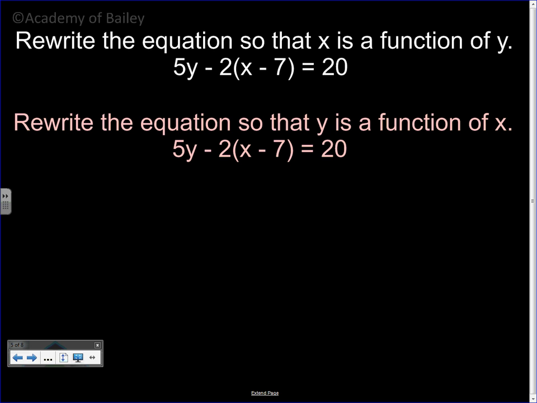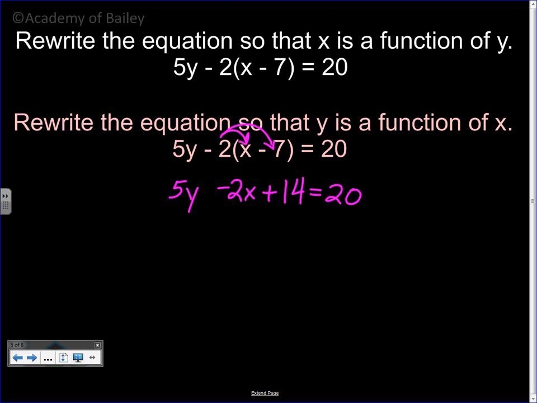Alrighty. Rewrite the equation so that y is a function of x. When you see y is, you should be thinking y equals, which means you're supposed to get y by itself. So, in order to get y by itself, we still want to simplify if we can. Negative times a negative is a positive, and 2 times 7 is 14. Then drop down everything else. 5y equals 20.